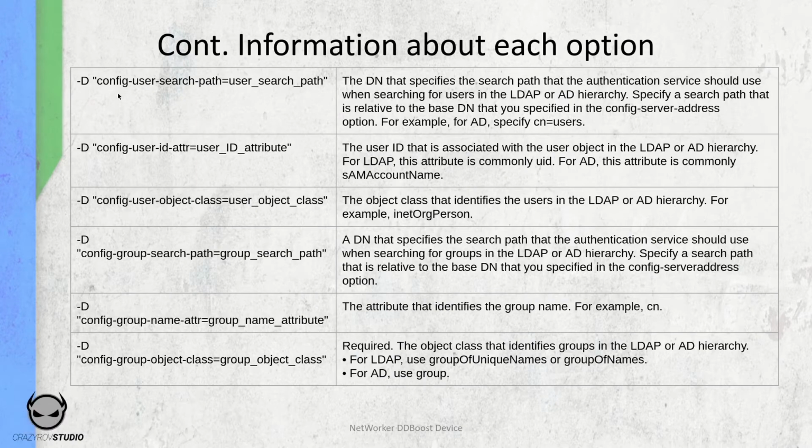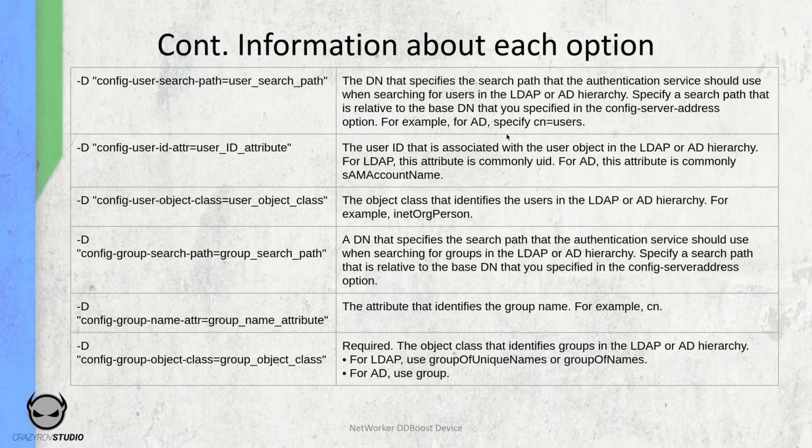This is the config user search path. Config user search path is again a DN, that is a distinguished name, that specifies the search path that the authentication service should use when searching for a user in LDAP or Active Directory. So let's do one thing. Let's go ahead and look at how to find this.